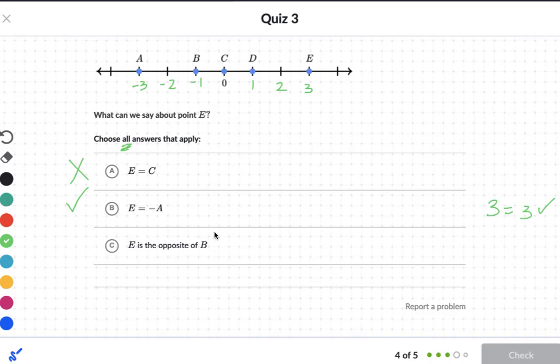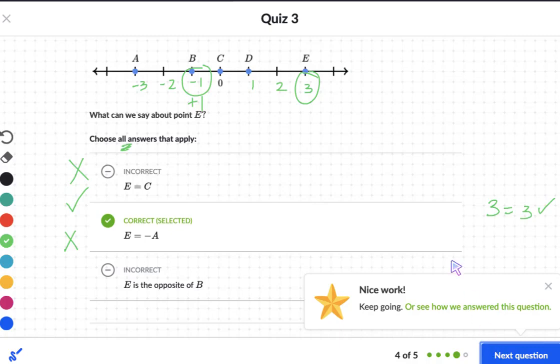E is the opposite of B. Is E the opposite of B? Well, the opposite of B would be positive 1. And so it looks like E is not the opposite of B. Looks like the opposite of B is equal to D. So that one does not work. Looks like it's just B.